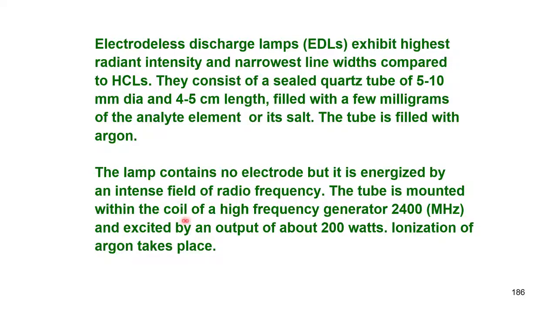The tube is mounted within the coil of a high frequency generator. The range is about 2400 megahertz and it is excited by an output of about 200 watts. So, these are the technical details of 2400 and 200 watts etc. They can vary for different elements.